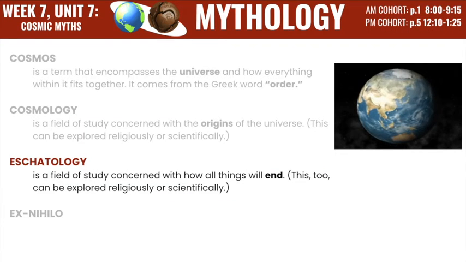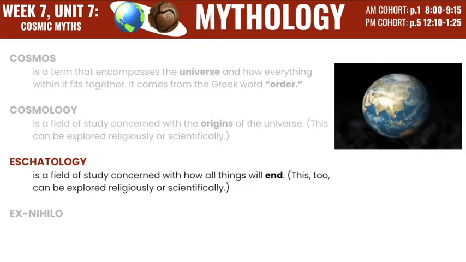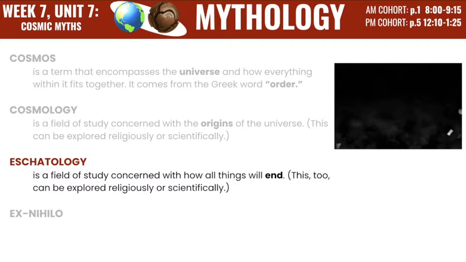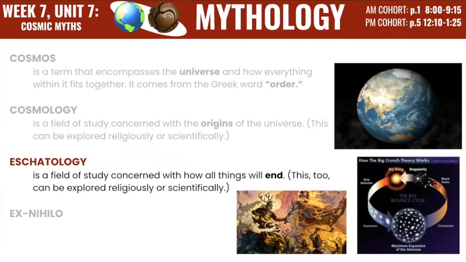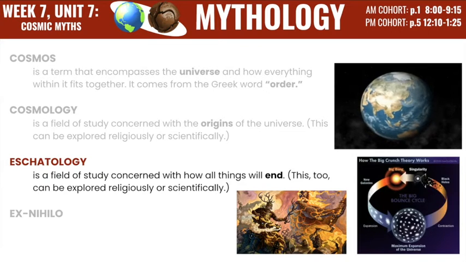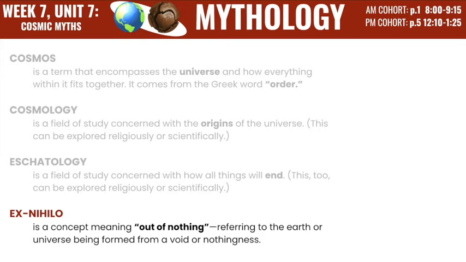Eschatology is a field of study concerned with how things will end. This, too, can be explored religiously or scientifically. Ex nihilo is a concept that we'll want to get into in our first kind of cosmic myth. It means out of nothing. This refers to the Earth or the universe being formed from a void or from nothingness. Ex nihilo, out of nothing.